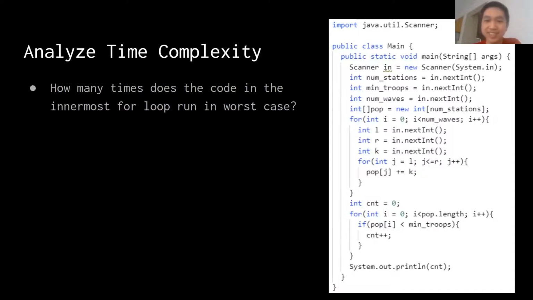Is it n plus q? Is it n times q? Is it n divided by q? Anyone have any ideas? N times q, correct. If L equals 0 and R equals the end of the array, then I'm looping through the entire array every single time, right? So it's not very good.